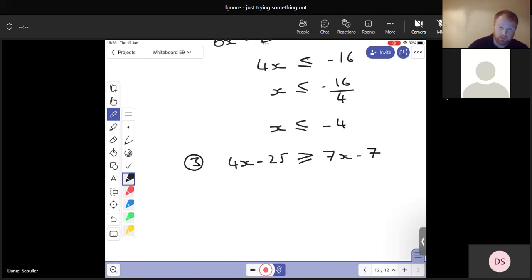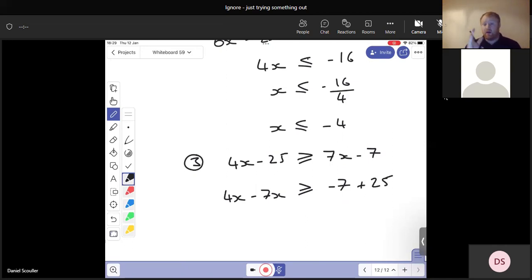Okay, similar setup. 7's coming over this way, 25 is going the other way. Okay, 4x stays where it is, positive over on the right hand side, so it becomes minus 7x, greater than or equal to, minus 7 stays where it is, and you're moving a negative over. Okay, so that symbol's really important. That becomes positive on the other side.